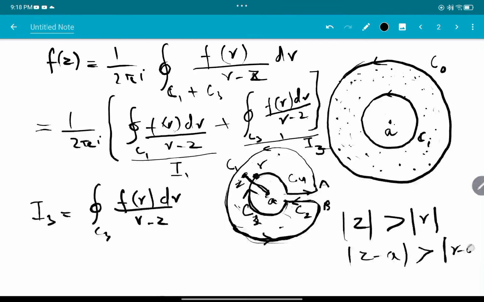If we now divide Z minus A by gamma minus A, as we did previously, we will get a number greater than 1, and that will not make our geometric series convergent. So we have to take gamma minus A divided by Z minus A, and this will be less than 1. That is the difference. Previously, it was Z minus A divided by gamma minus A less than 1. Now it is gamma minus A divided by Z minus A less than 1.